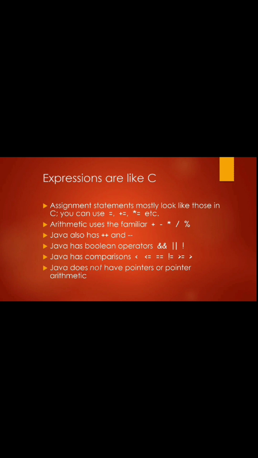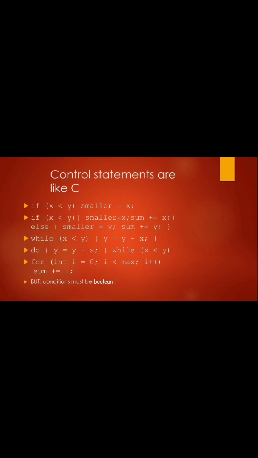Java has comparisons: greater than or equal to, less than or equal to, not equal to, greater than, and less than. So these are the comparison operations in the Java language. And the Java language does not have any pointers or pointer arithmetic operations. So these are the expressions which resemble other languages, for example C. Here is an example program in which the control statements are like C.